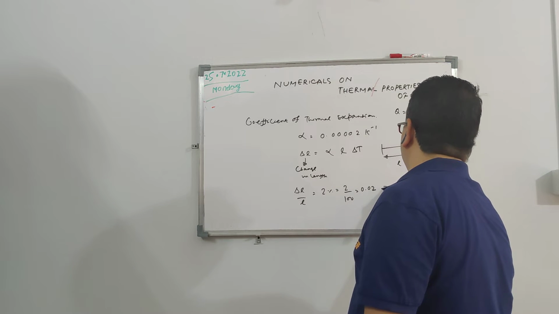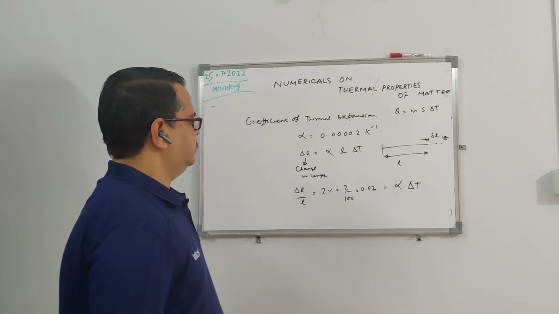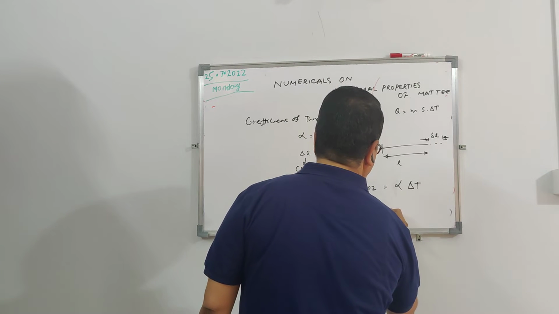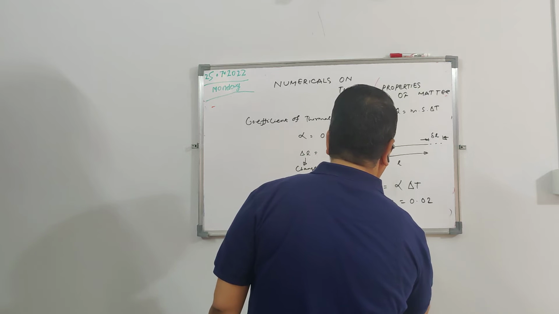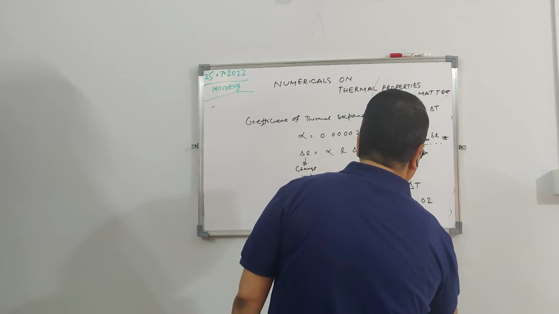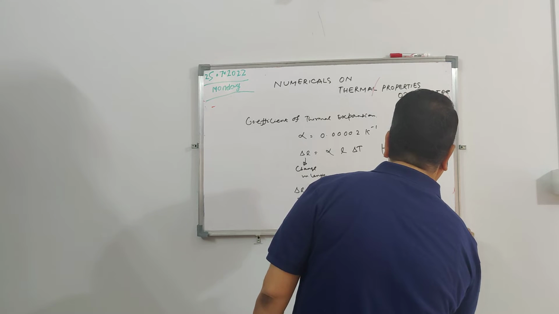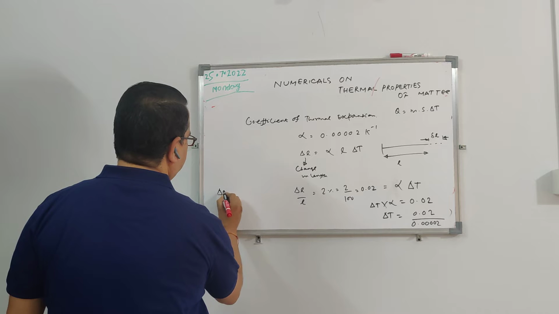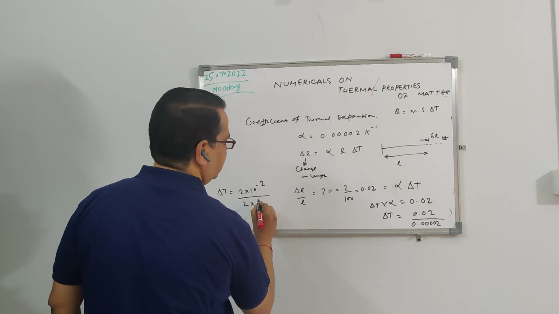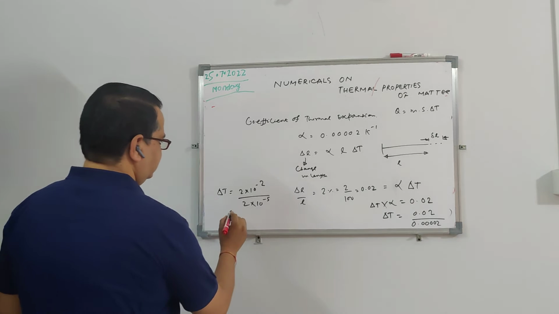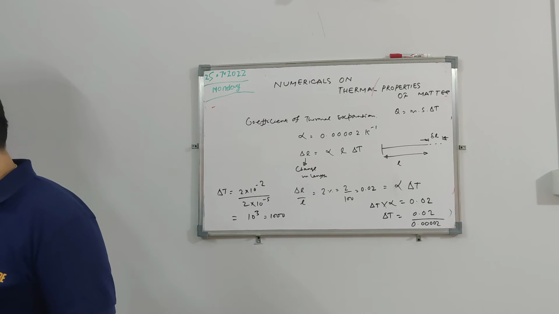So that is equal to alpha into delta T. So you know delta T into alpha is equal to 0.02. We want to find out what is delta T. That is the answer actually. So this is 0.02 divided by alpha, which is equal to 0.00002. So this delta T will become: first one is 2 into 10 to the power minus 2, second one is 2 into 10 to the power minus 5. Minus 5, so this becomes 10 to the power 3. So 1000. That kind of temperature rise should be there.